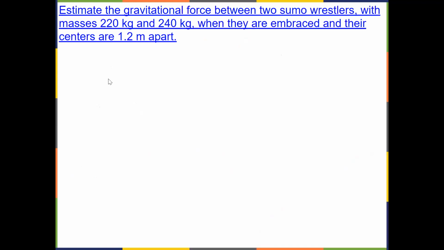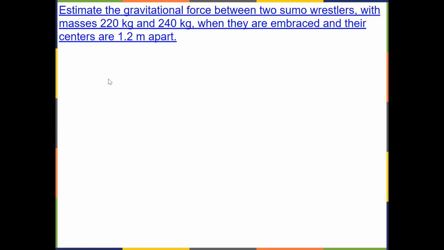So let's take a quick look at this example. It asks you to estimate the gravitational force between two sumo wrestlers, with masses of 220 kilograms and 240 kilograms, when they are embraced and their centers are 1.2 meters apart. Capital M is 240, small m is 220, and the separation r is 1.2. So they are kind of close to each other. What would be the gravitational force between them? You can give it a try.